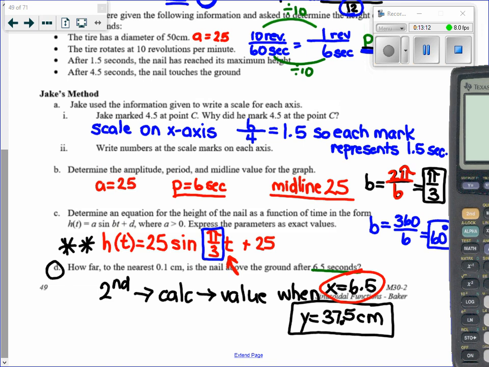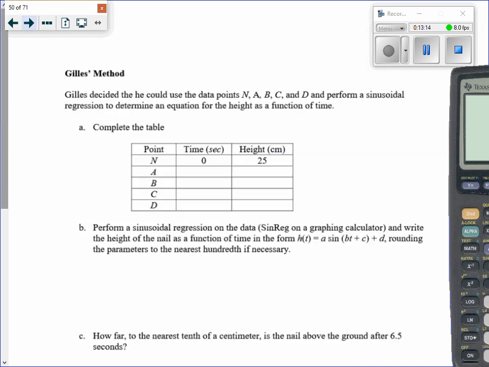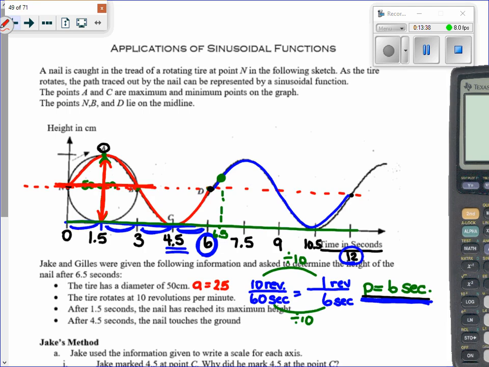Okay, so this is how Jake attempted to solve this problem. But his friend Gilles did it a different way. Gilles decided that he could use the data points, N, A, B, C, D, that were marked on that picture, and he could use that data then to perform a sinusoidal regression to determine the equation for the height, instead of having to calculate it. And so he looked back at the diagram and he said, okay, I've got a lot written on here, so I'm just going to erase this so we'll be able to see those points.